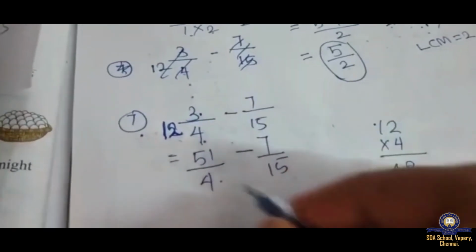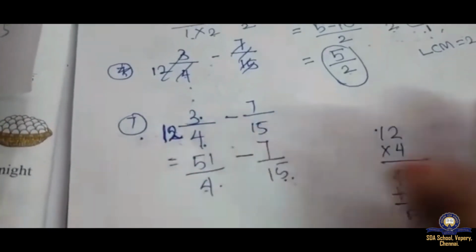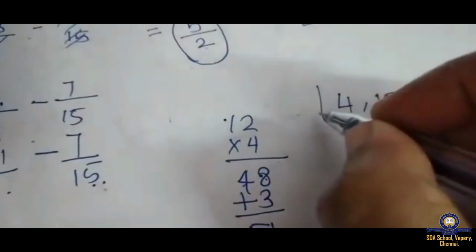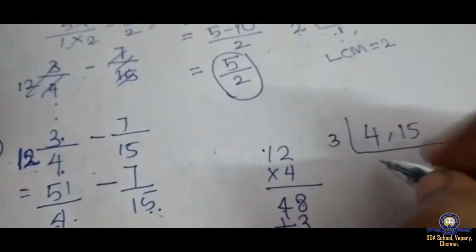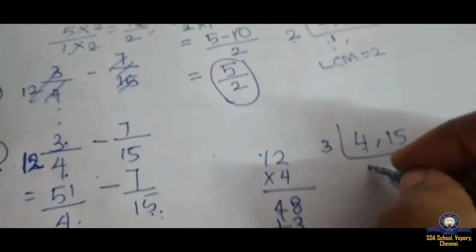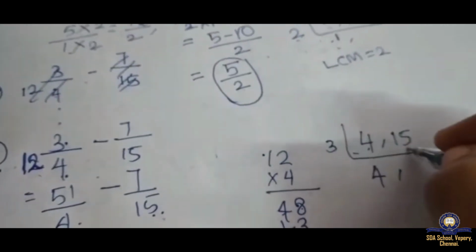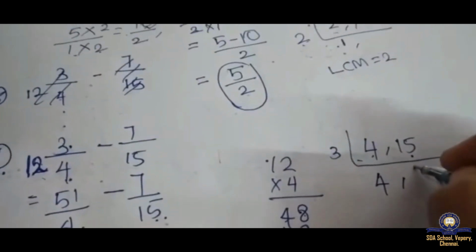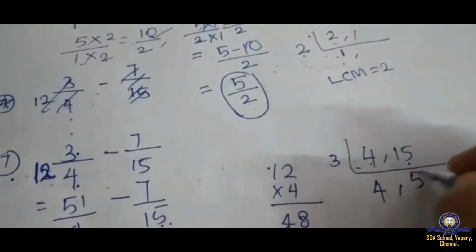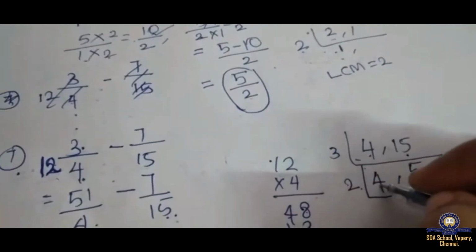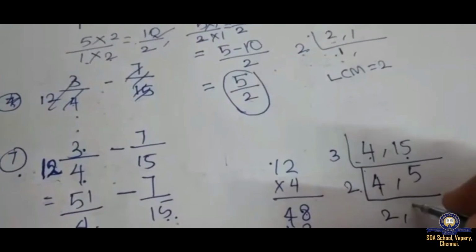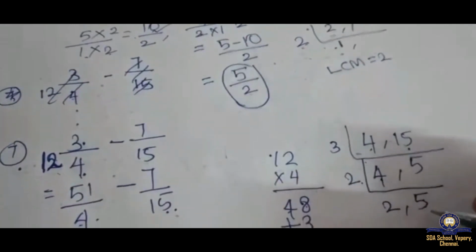51/4 minus 7/15. Now these two denominators are different, 4 and 15. We have to find the LCM. Which table will we use? We'll use the third table. 4 will not go in this, so bring this 4 down. How many 3s are there in 15? Five 3s are 15. Here we'll use the second table: two 2s are 4. Bring this 5 as it is.